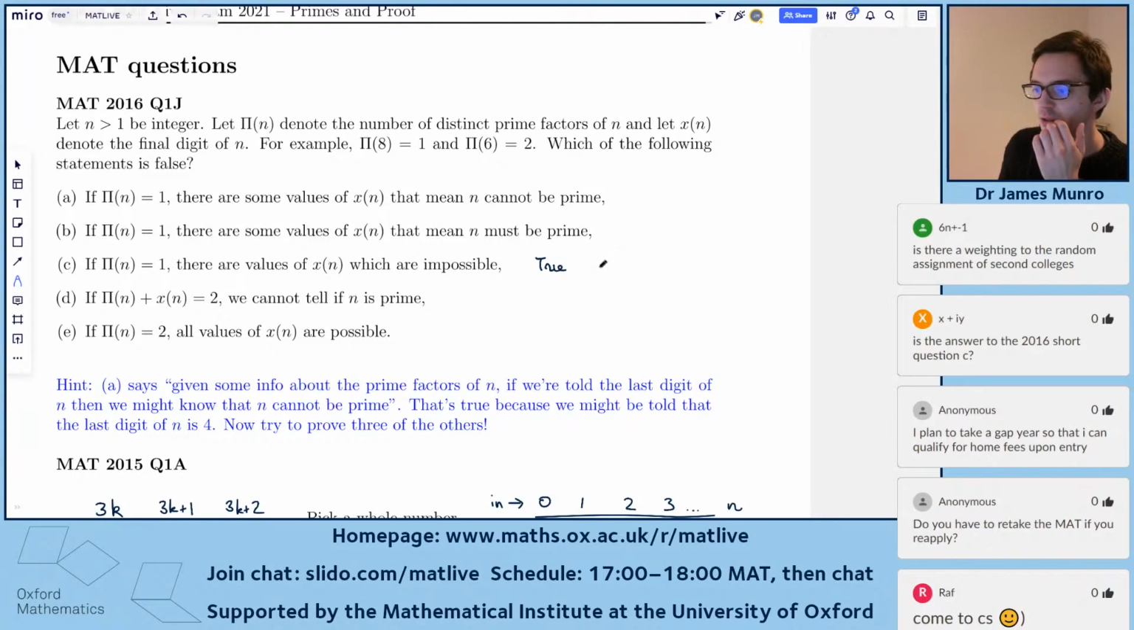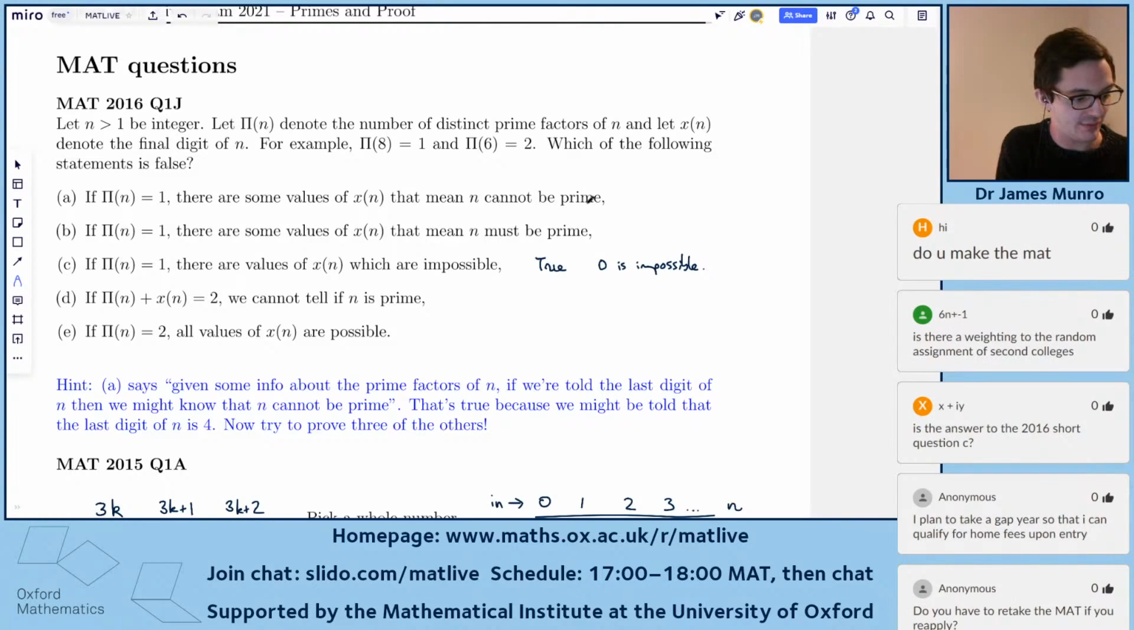I think 0 is impossible. I think it's impossible for the last digit to be 0 if you're a power of a prime, because all the numbers that end in 0 are multiples of 10, and they've all got factors of 2 and 5. So their number of prime factors is at least 2. Oh my word, okay. Not C. Sorry. And they've said they're really wrong.